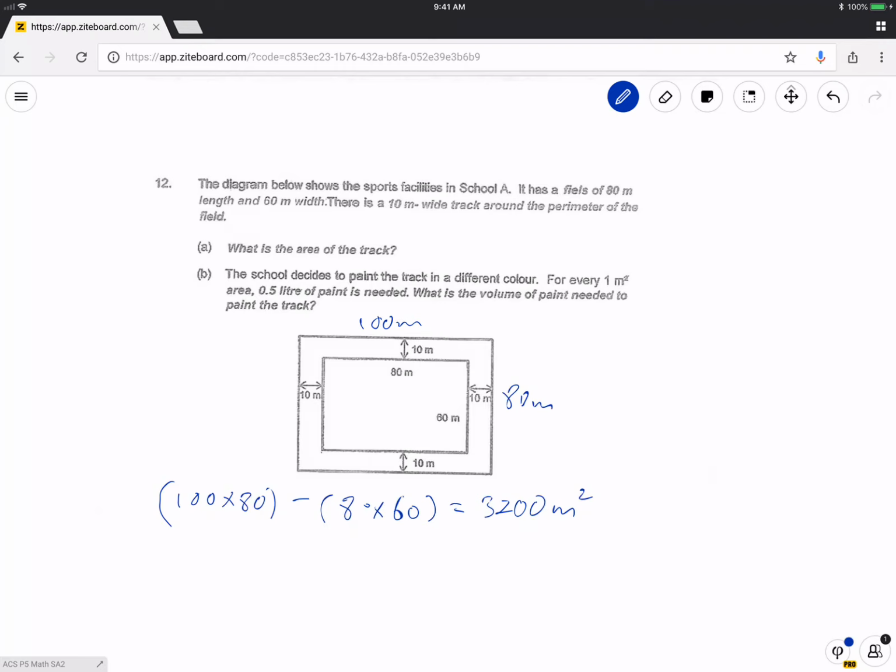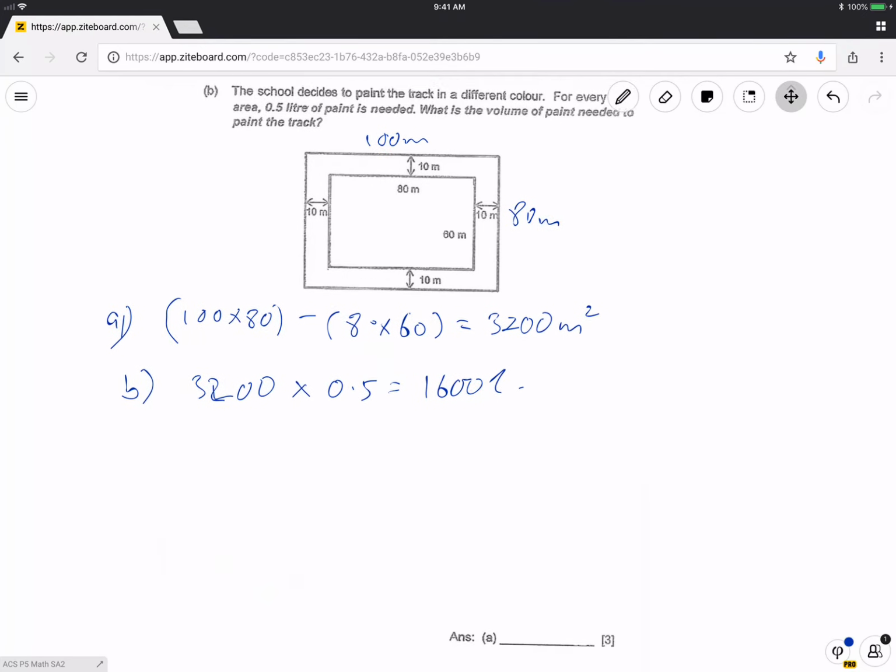So I have 3002, this is part A, the part B, 3200 times 0.5, 1600 liters. That's it. Next.